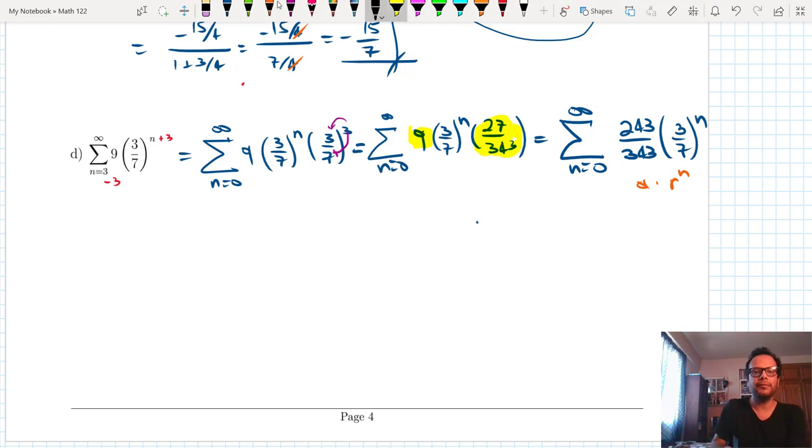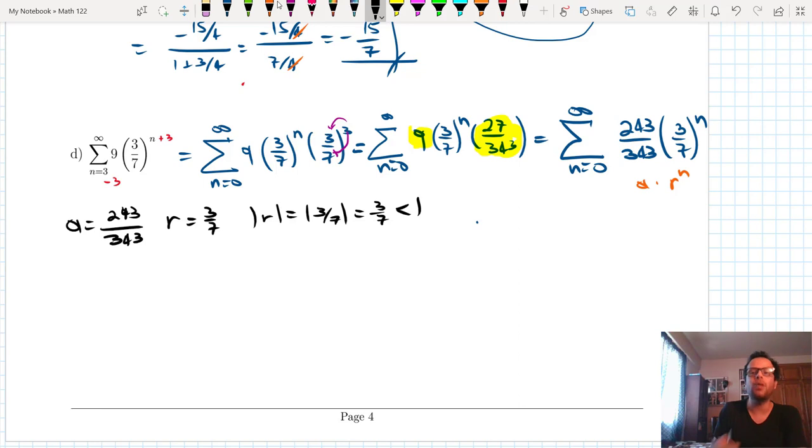Now let's identify A, which is 243 over 343, and R, which is 3/7. And by the way, the absolute value of R, which is the absolute value of 3/7, equals 3/7, which is less than 1. So the series will converge. Right? Let's put green for converges. Let's put purple for the one that diverged. Okay, so the series converges so far.